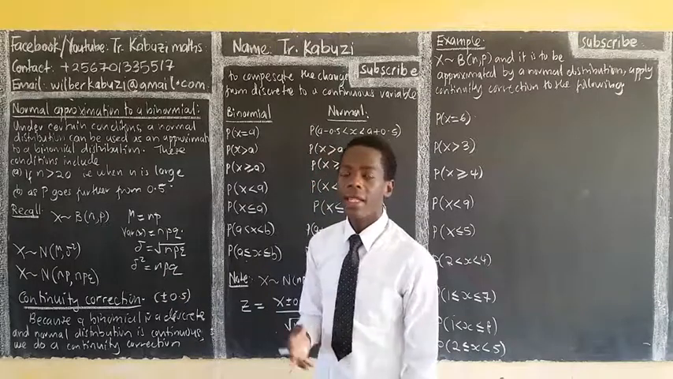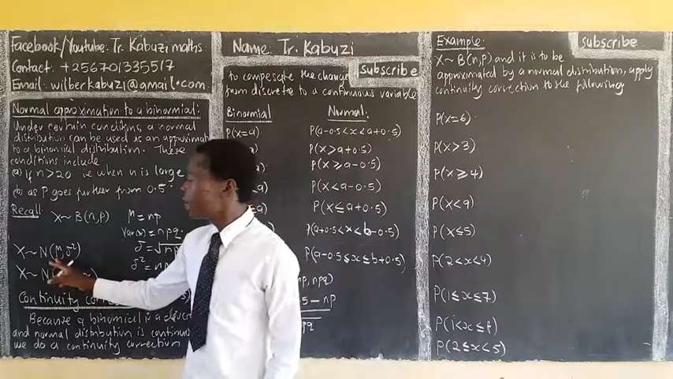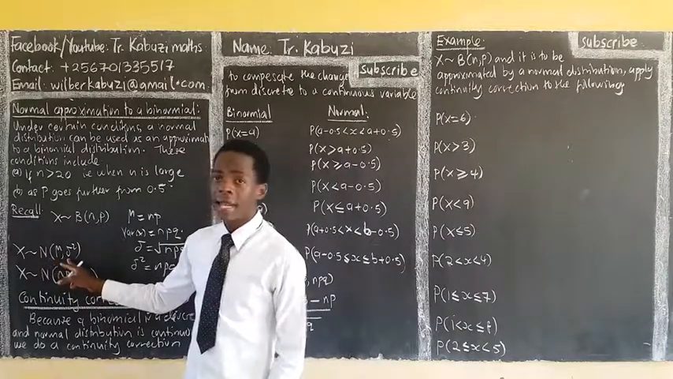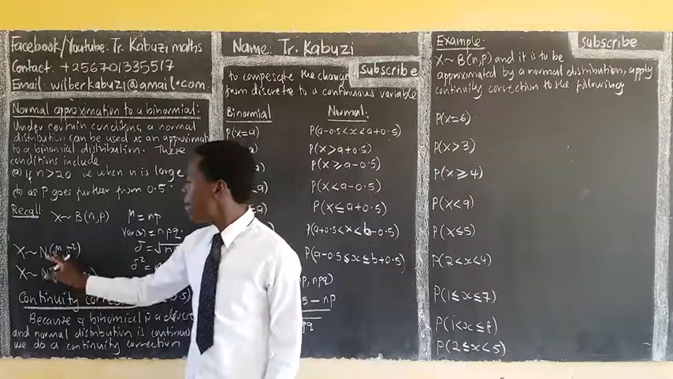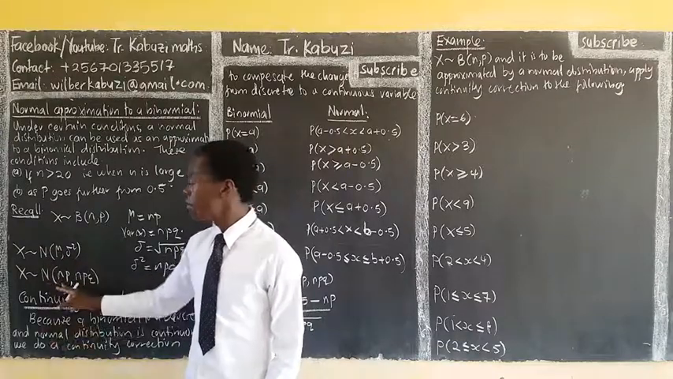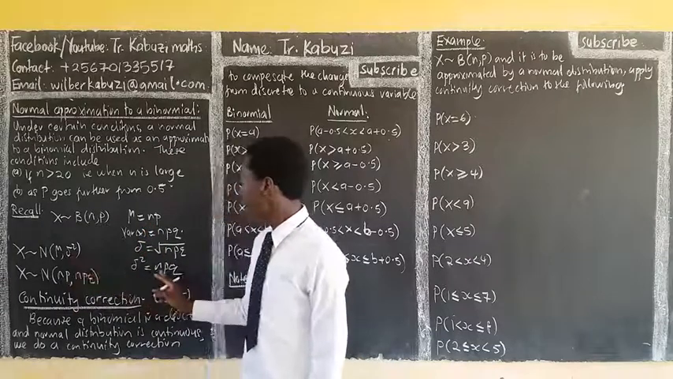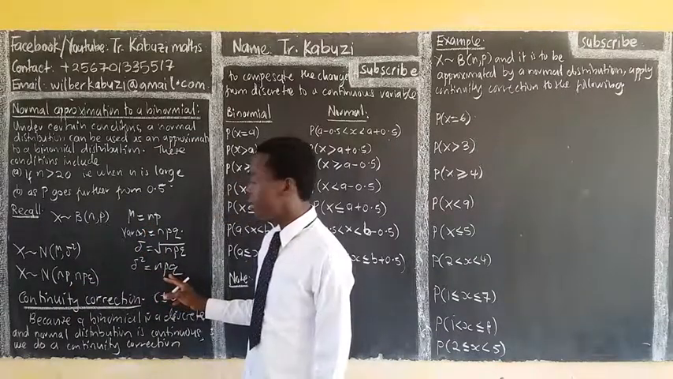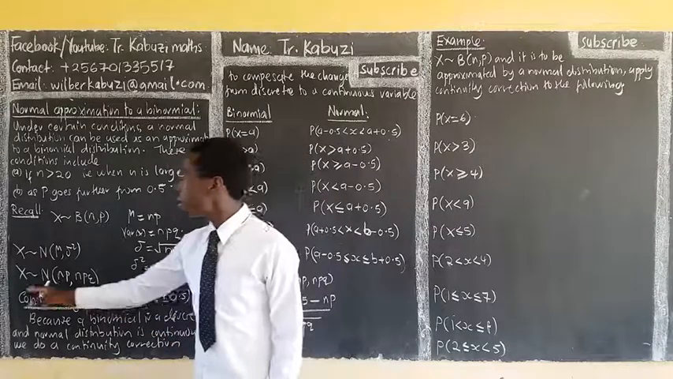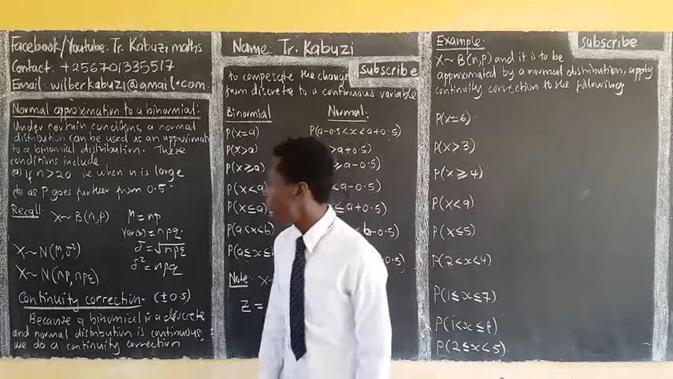And we have seen that if x follows a normal distribution, it has mean mu and variance sigma squared. Now if we approximate the binomial by a normal, our mean is going to be np, and our variance is going to be npq. So whenever you see this, it tells you that this is a normal approximation to a binomial.